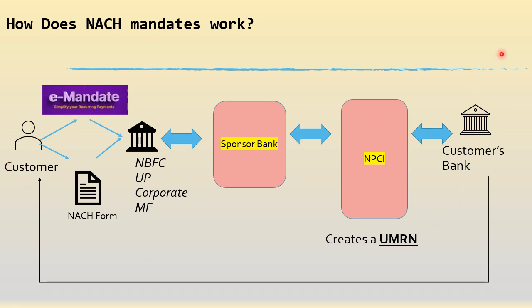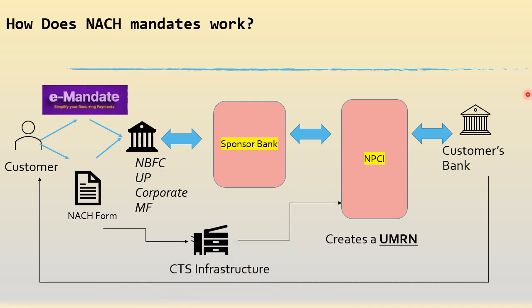And if the customer gets the shock of his life because this was not initiated by him, he can always go to the bank or the corporate and cancel that mandate. Finally, an important point to note is that with this NACH form, unlike in ECS, the sponsor bank can use the CTS infrastructure to scan the NACH form and send it to NPCI, which in turn makes it available to the customer's bank.